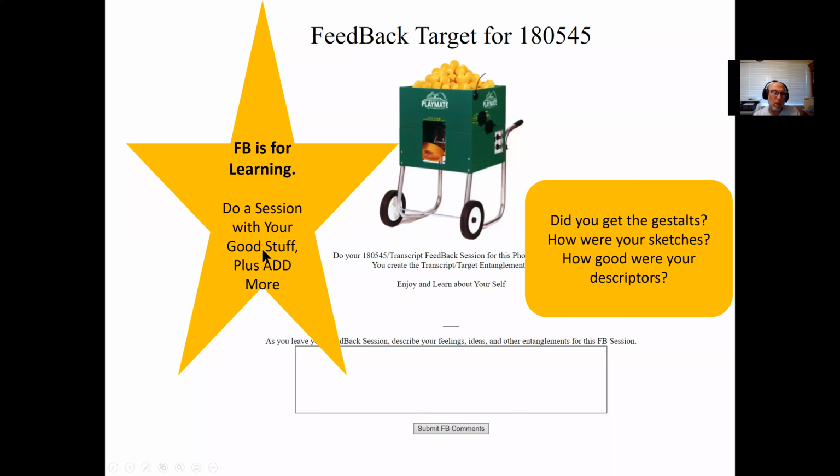You have the opportunity now to do the session you wish you had done after giving yourself a lot of attaboys and attagirls for the good stuff that you got. And you're always very positive here because in the long term, you're just going to get better and better. But here's where you ask, did you get those first impression gestalts? How were your sketches? How good were your descriptors? And you really look at the good ones, ignore the bad ones, and then add new ones.